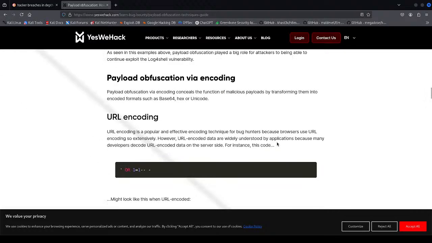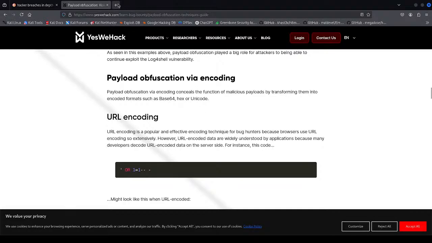So let's go down here. Payload obfuscation via encoding conceals the functions of malicious payloads by transforming them into encoded formats such as base64, hex, or Unicode. If you don't know, everything that you're reading right now is just regular characters. Everything you see here is regular English, but these characters can also be interpreted in base64, hex, or Unicode, right?